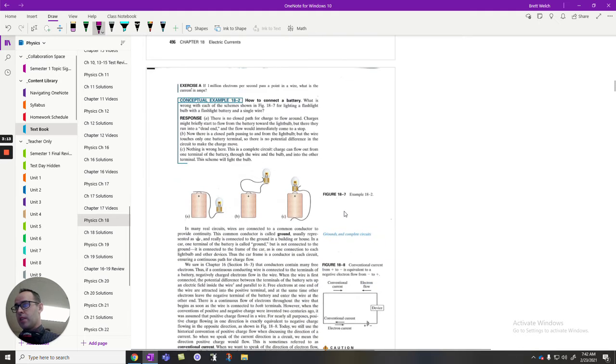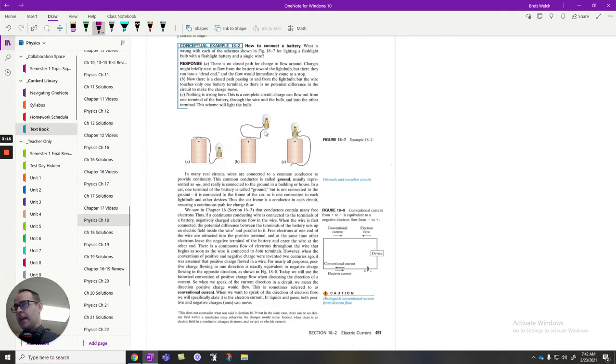So that's the first thing you need to know, and you can see that in these diagrams. If you're not connecting to the positive and the negative terminal, the light won't turn on. Here we have an example where we're touching both terminals, so we're going to have charge flow, whereas the others do not.